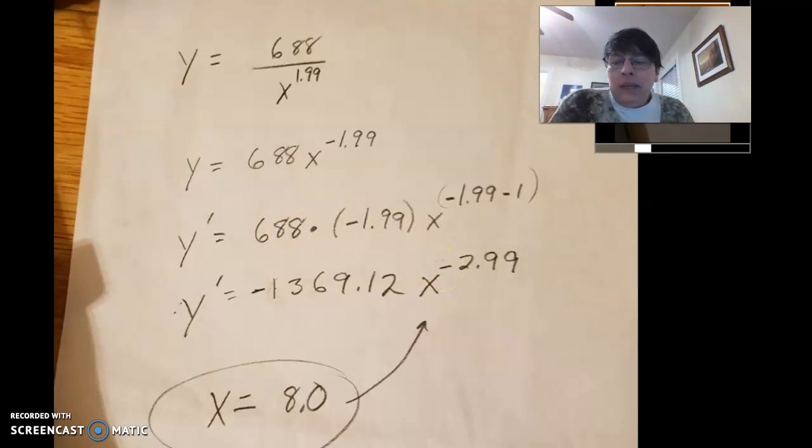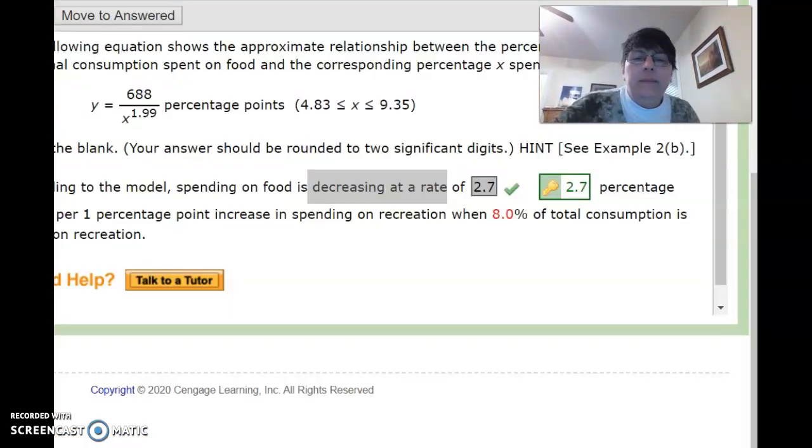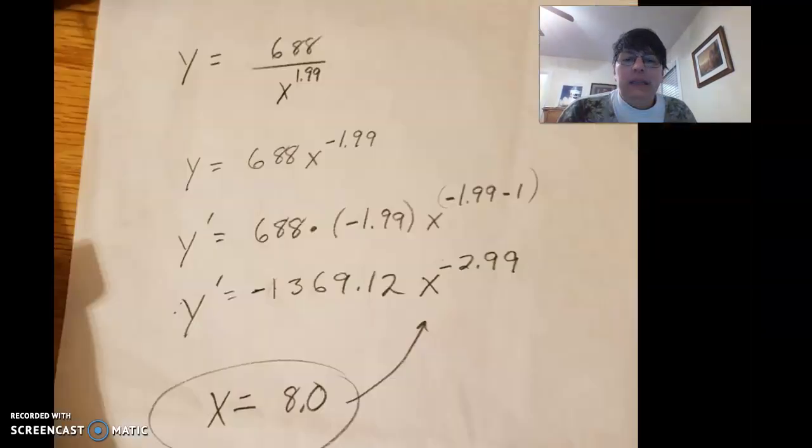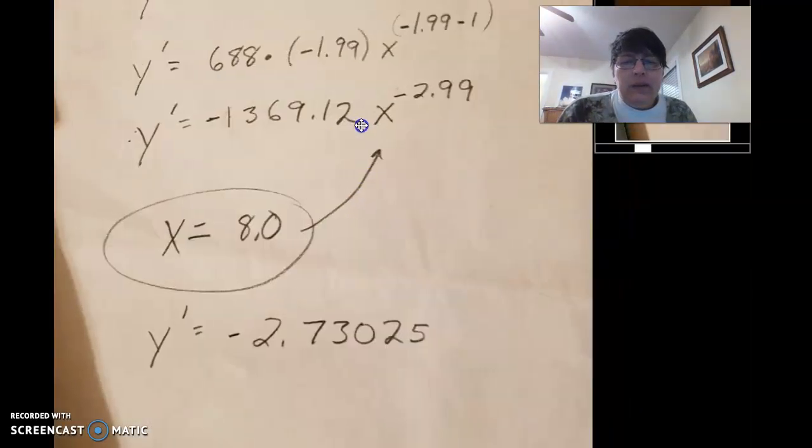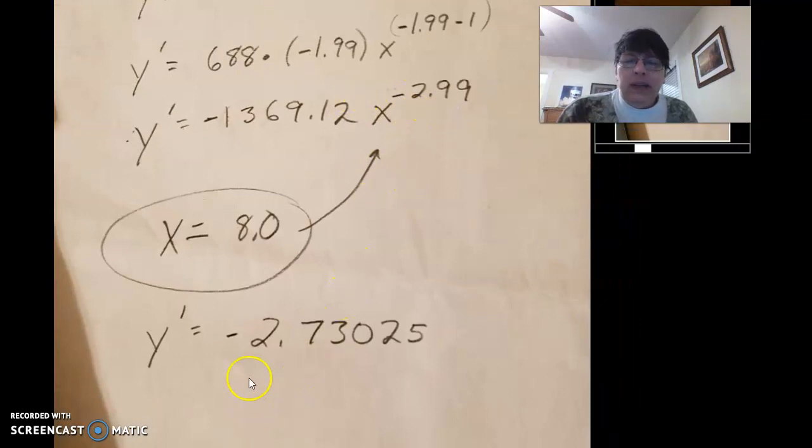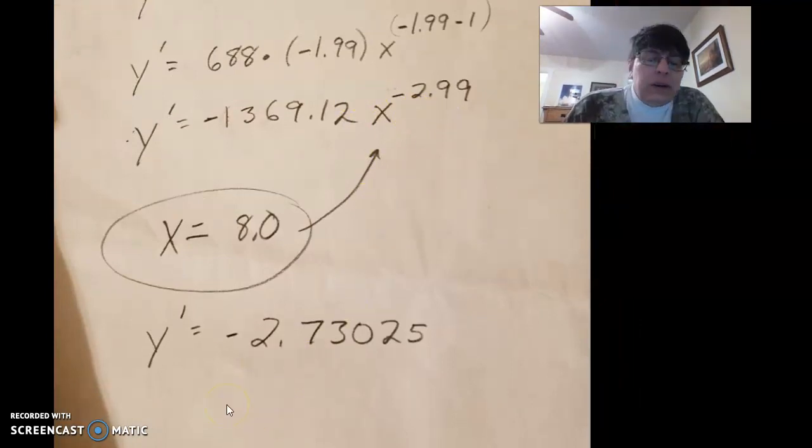And the problem said, let's see, yeah, right here, 8% of total consumption, which is, my picture's in the way, recreation. So I just put in 8 right there for x. So if we do that, we get y prime is negative 2.73.